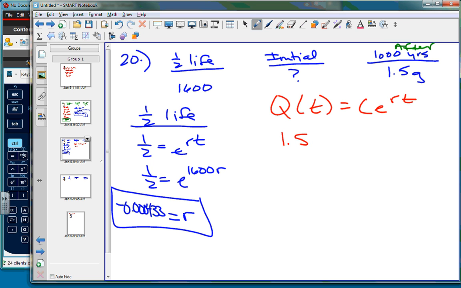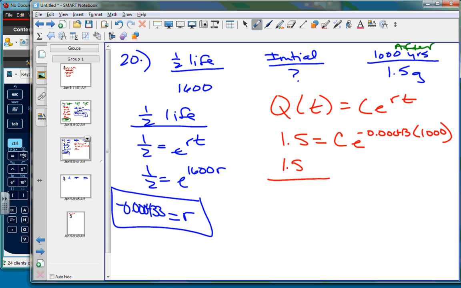So this is 1.5 is equal to C, I don't know, e hangs out. This is negative 0.00043 times 1,000. And how do I get rid of that? Divide by it, because it's just a number. That's the rate. The 1.5 is the amount after 1,000.